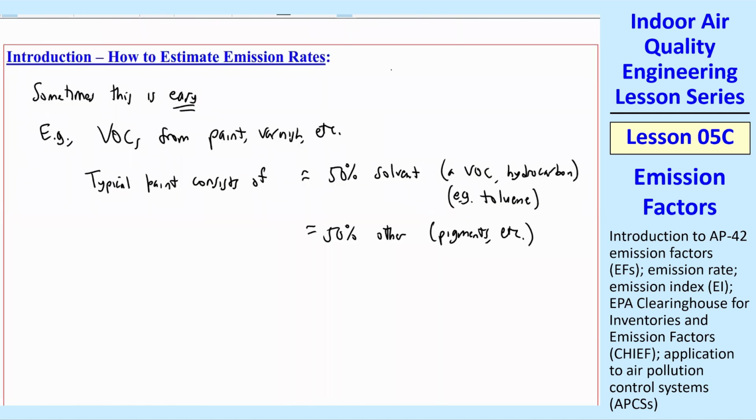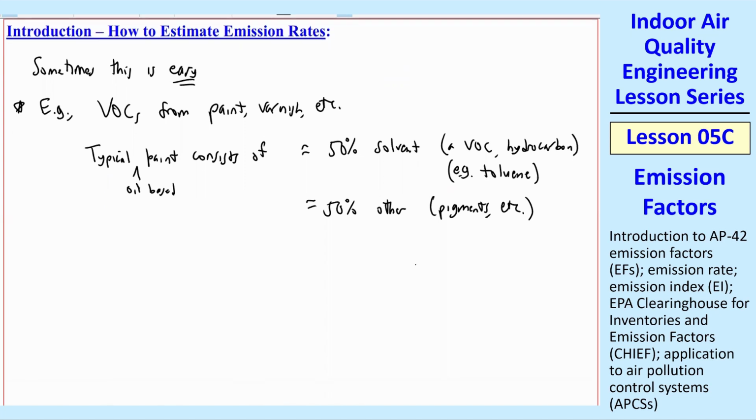I'm going to talk a little bit about how to estimate emission rates. Sometimes this is very easy. The first example here is for VOCs from paint, varnish, etc. So typical paint, we're talking about oil-based, not water-based, because with water, the only thing that comes out is water, so that's not harmful. But for oil-based paints, you typically have approximately 50% solvent, like toluene, for example, some kind of VOC, and then the rest of it is pigments and other stuff that make the paint.